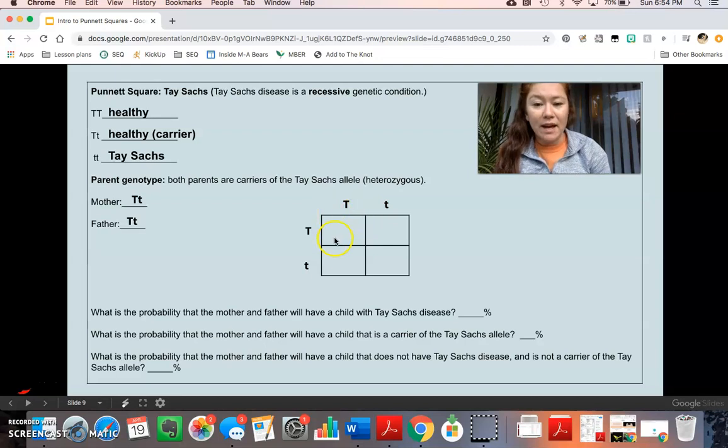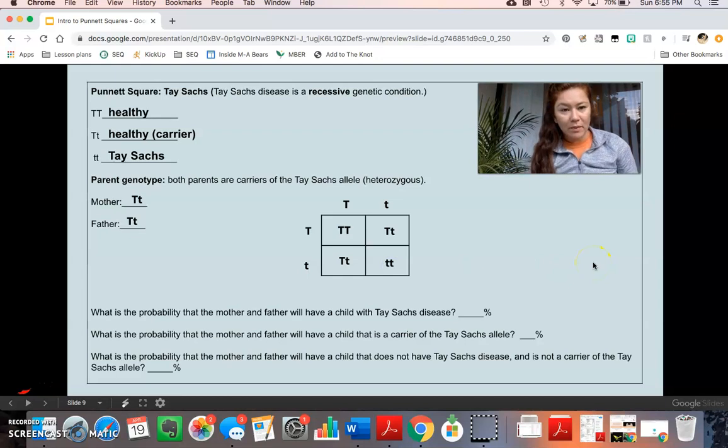Now we're going to fill out the inside by combining this letter with this letter. They meet in this square, so we should have them both in that square. Over here, we're combining this capital T with this lowercase t, so we're going to have a heterozygous individual. Then we continue dropping these letters into the box until we're done. Boom. Now we've completed our Punnett square.